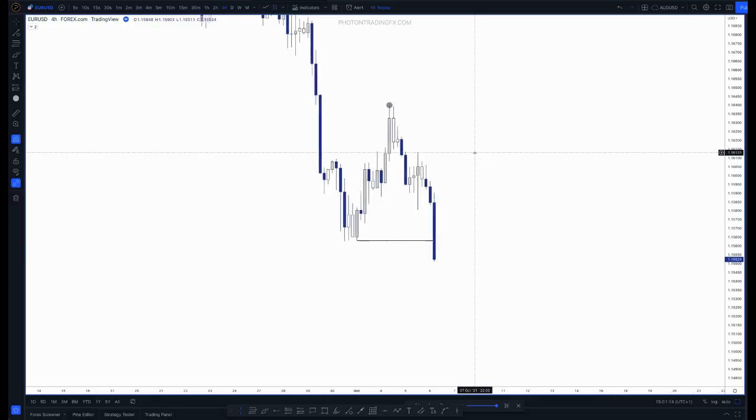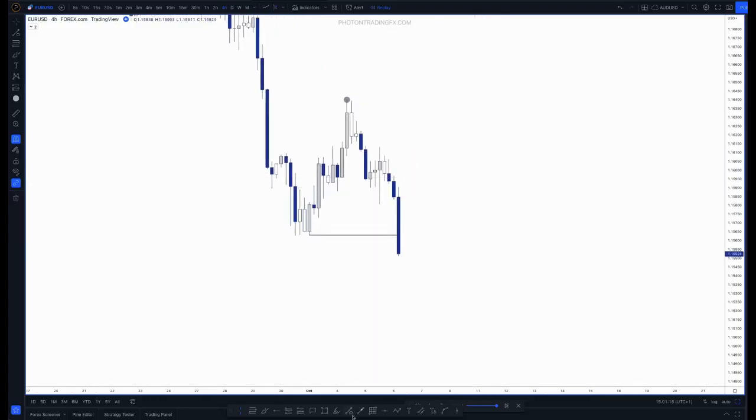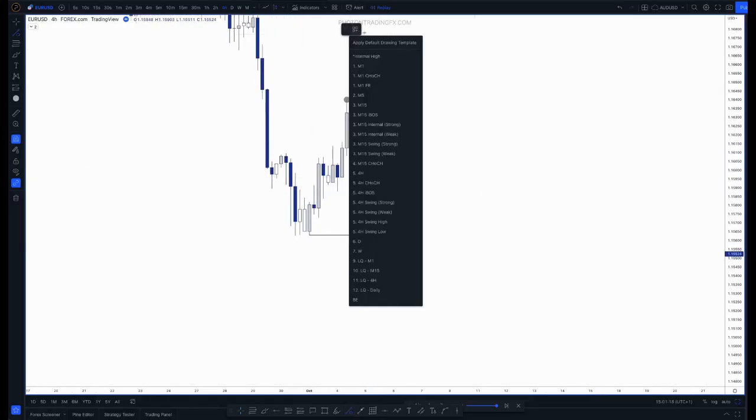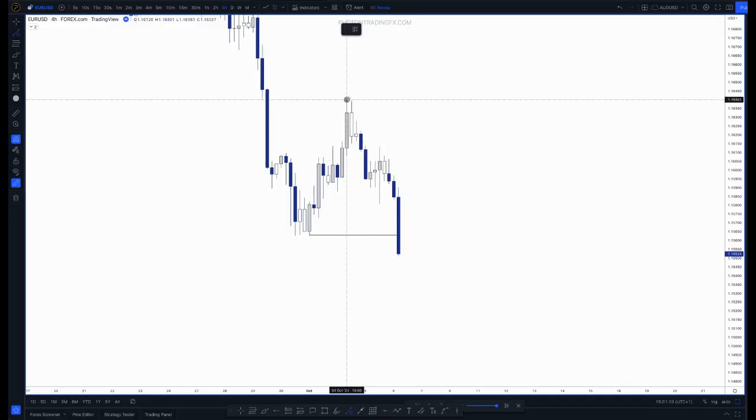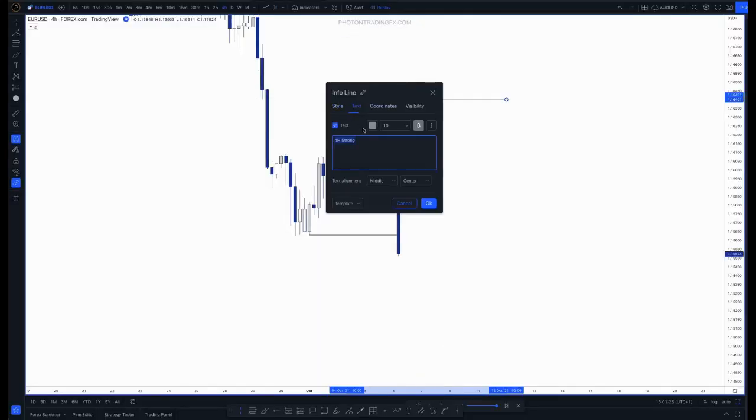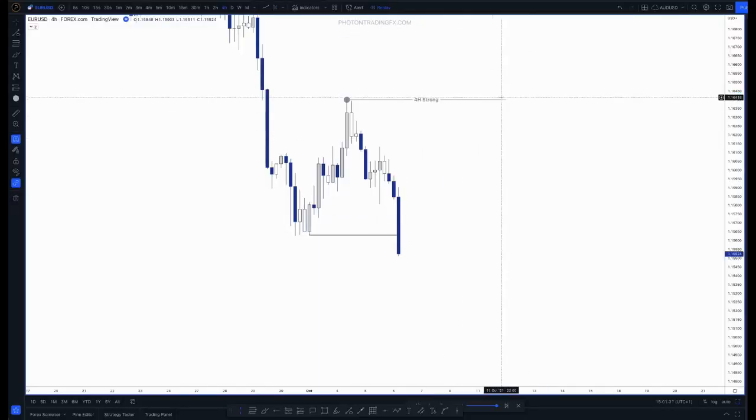So I'm just going to zoom in a little bit. Straight away, we know that this is our 4-hour strong swing high. I'm just going to make the text a little bit bigger for you guys. Because in a bearish swing market, as soon as we get that break and closure below, we can look back and straight away we know that this is our high.